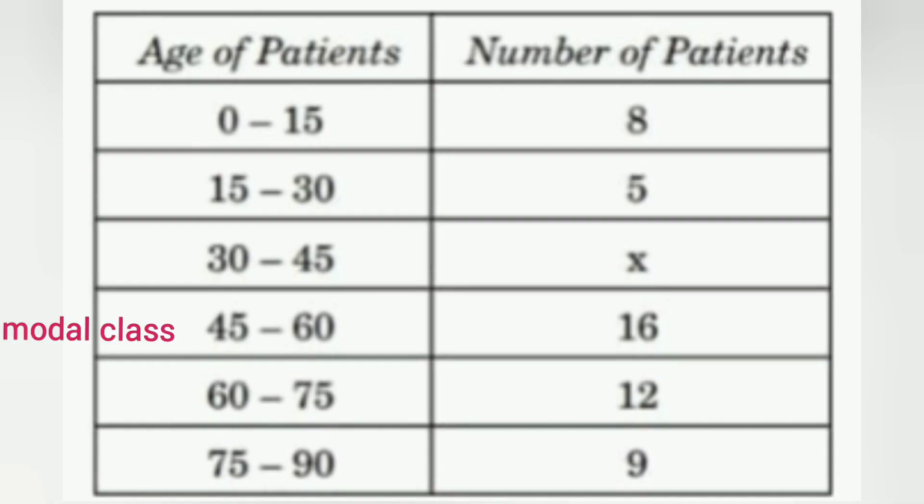The modal class is 45 to 60. The frequency of the modal class is 16. We take it as f1. f0 and f2 are the frequencies of the preceding class and the class next to the modal class.